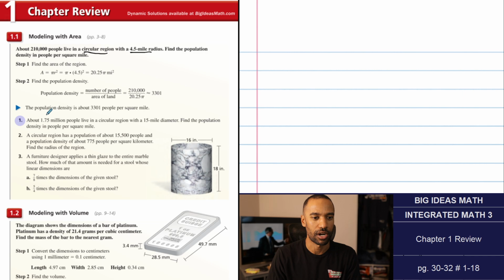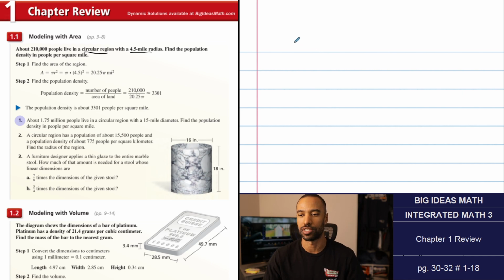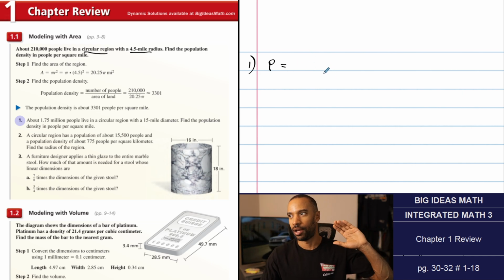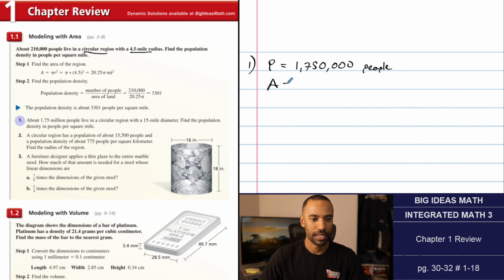Let's take a look at our question, starting with number 1. About 1.75 million people live in a circular region with 15-mile diameter. Find the population density in people per square mile. So it's the exact same kind of question as the example 1, which is always nice to base off of, but then it doesn't diversify the different kinds of questions we can do. But we begin with, again, a population. I'll put P for population, A for area, D for density as we need it. So population is 1.75 million. Let's write that out because it's possible that we need those numbers in a different way. There's 1.75 million people.